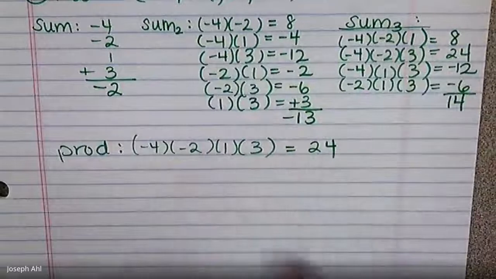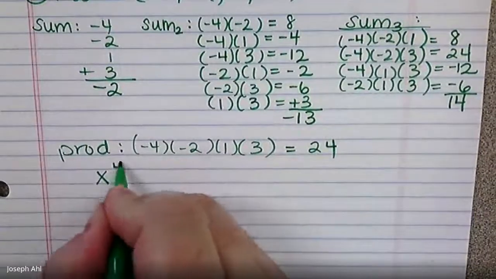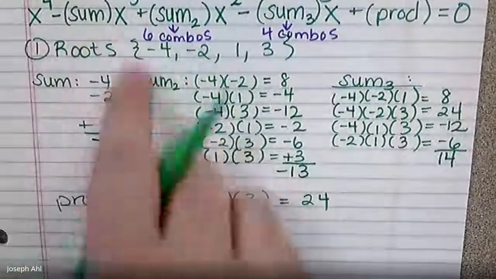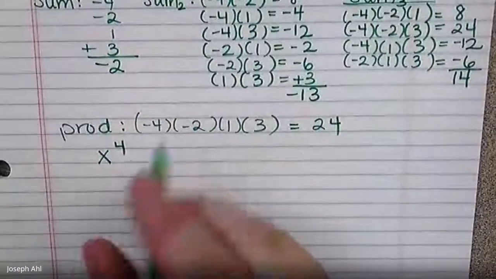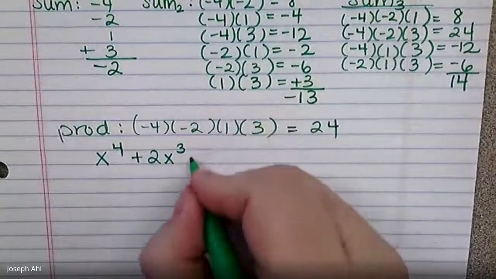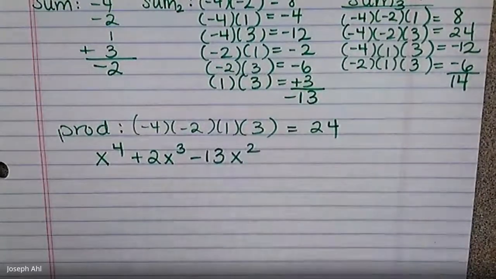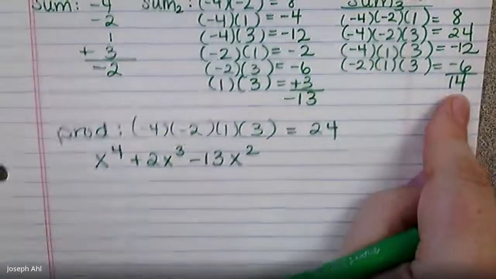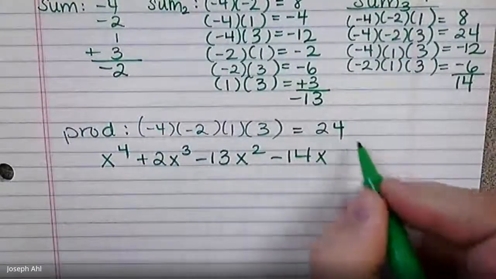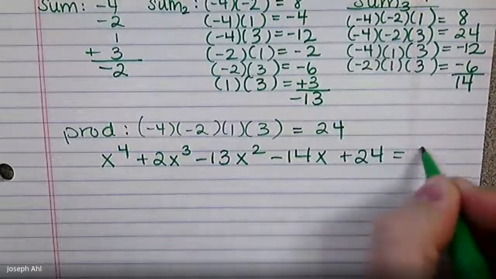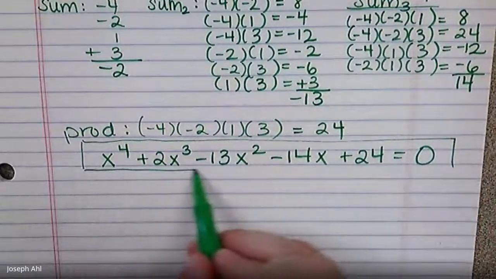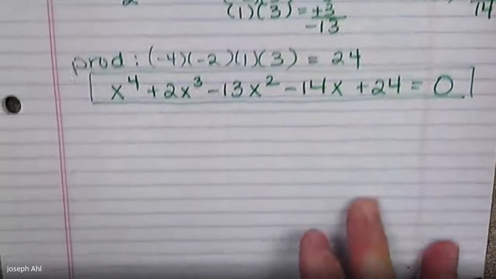Here we go. Ready? It's going to be x to the 4th. That's exciting. Change the sum always. So now it's plus 2x cubed. Keep the sum 2 at a time, minus 13x squared. Change the sum 3 at a time, minus 14x. Keep the product, plus 24. Don't forget equals 0, because we want a 100, not a 99.